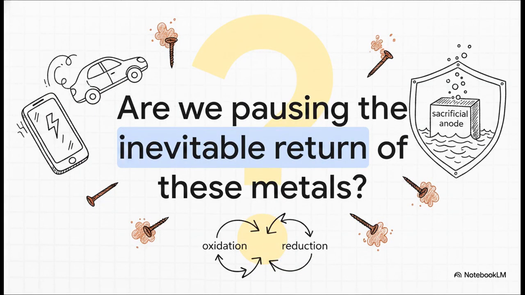It's truly incredible engineering, but looking at the big picture leads us to a fascinating final thought to wrap up this explainer. Are we ever truly defeating corrosion? Or are we merely pausing the inevitable return of these metals back to the Earth? Whether we're harnessing chemical oxidation to power our cell phones and cars, or sacrificing blocks of magnesium to protect our global shipping fleets, we're really just temporarily borrowing energy from nature.